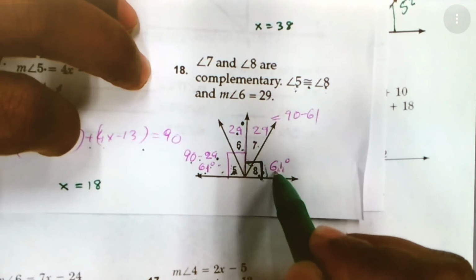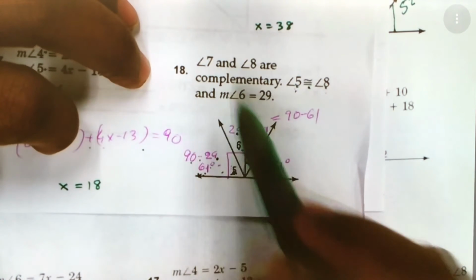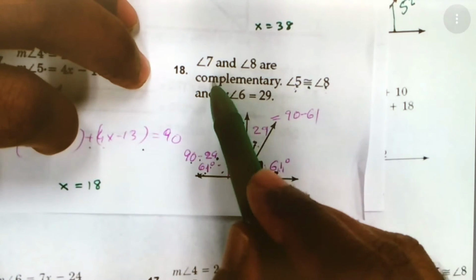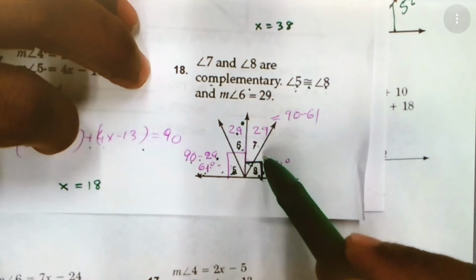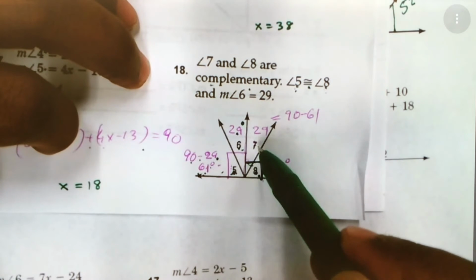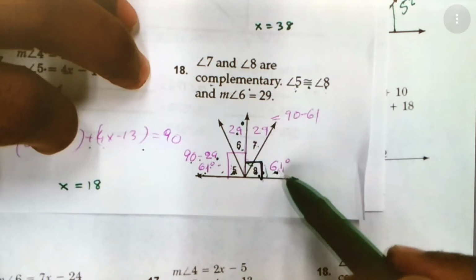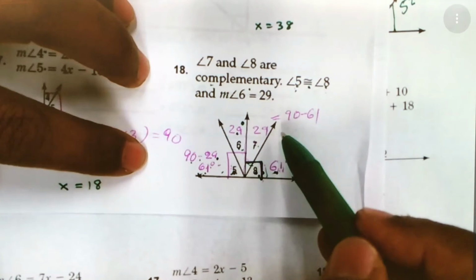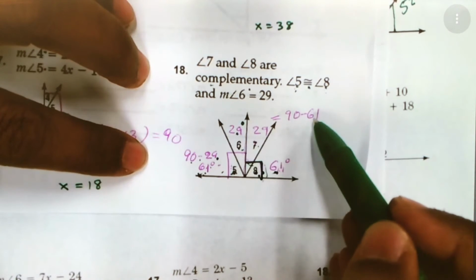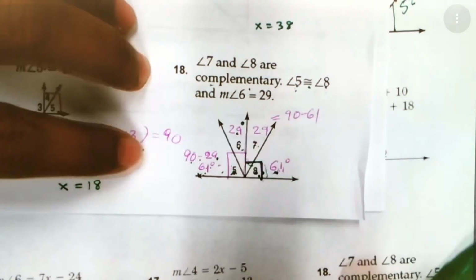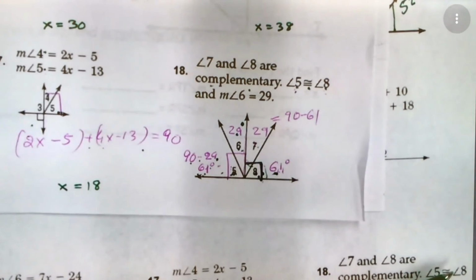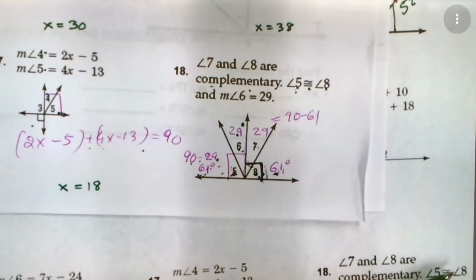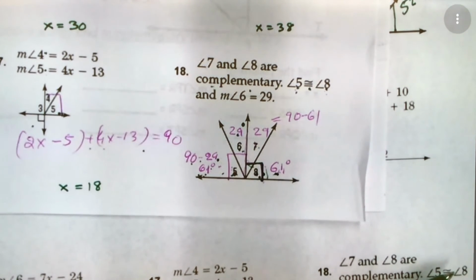So the question says that 5 and 8 are congruent. So angle 8 is also 61 degrees. Here, as per the question, 7 and 8 are complementary. They add up to 90. We know now that angle 8 is 61. So angle 7 is 90 minus 61. That becomes 29. So I hope you did all those problems by yourself and you got the majority, all of them, right.